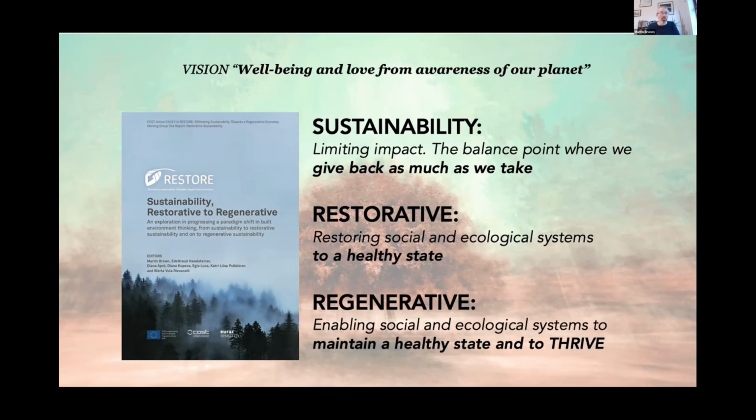And then moving on to restorative, which is about restoring the social and ecological systems back to a healthy state. And we talk about healing the future. But then regenerative is going one step further, and it's enabling those systems to thrive. So creating the conditions around those ecosystems where they can thrive.